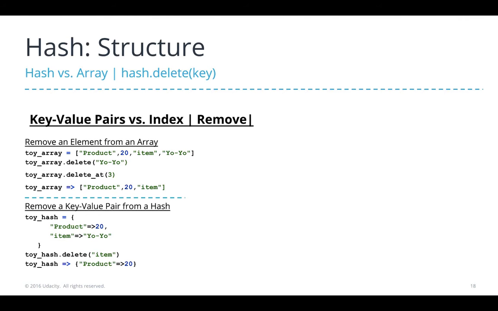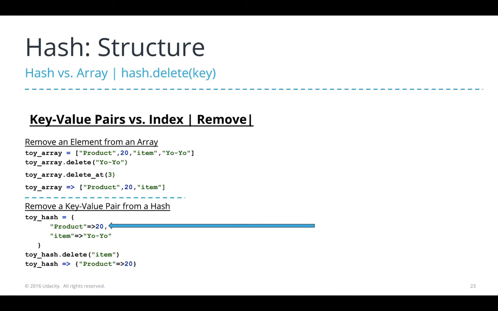How do we remove or delete elements from a hash? Let's compare that against how we would do so in an array. Here we have a toyArray that's made up of 4 elements: a string product at the 0 index, the number 20 at index 1, the string item at index 2, and the string yo-yo at index 3. We can call on Ruby's built-in array method, delete, and pass it the argument yo-yo. Alternatively, we can call on the Ruby built-in method delete_at, and pass it an index. What we're left with is the toyArray is now made up of 3 elements, product at the 0 index, 20 at index 1, and item as a string in index 2.